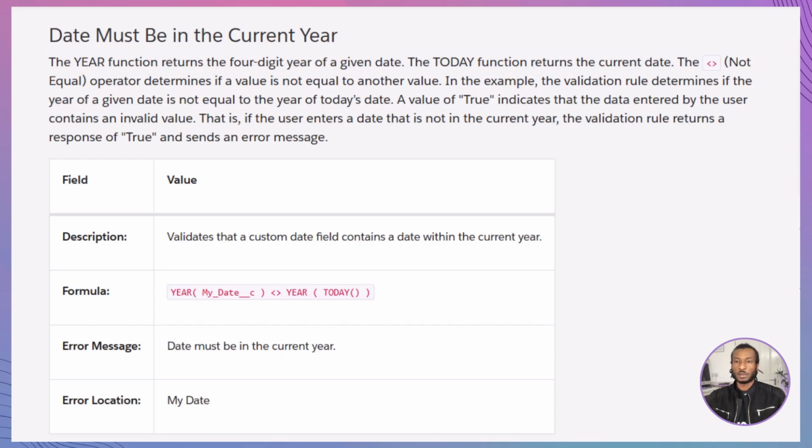Looking at this formula, YEAR(MyDate) not equal to YEAR(TODAY()). What this is saying is, if the year from the date field doesn't match the current year, Salesforce will block the entry and show an error message, prompting the user to enter a valid date. It's a simple but powerful way to ensure your data stays current.